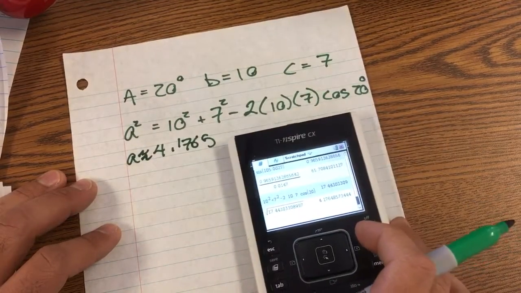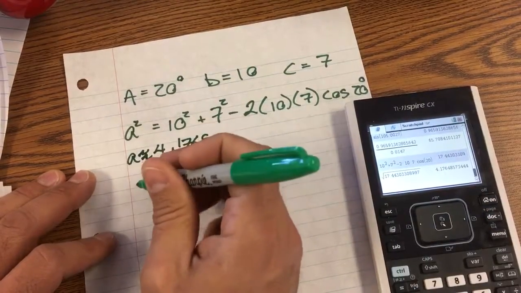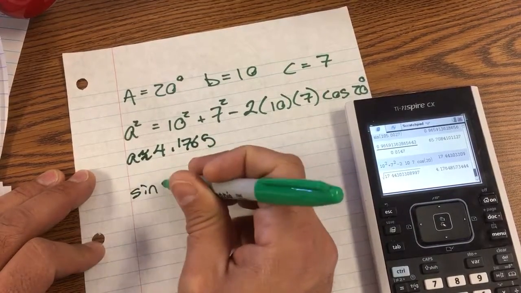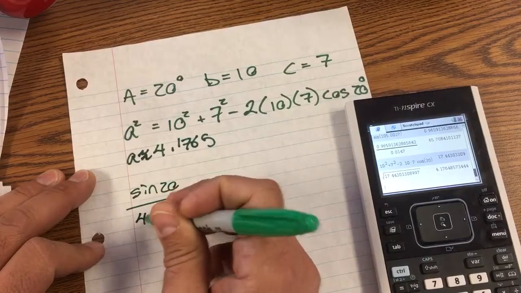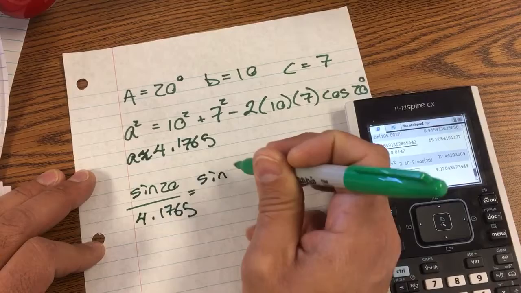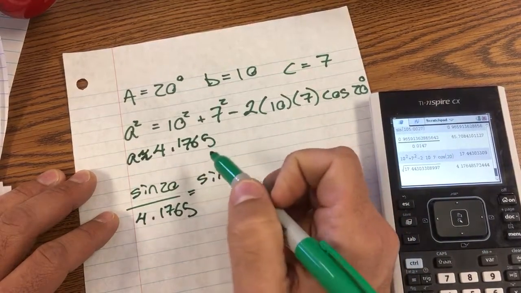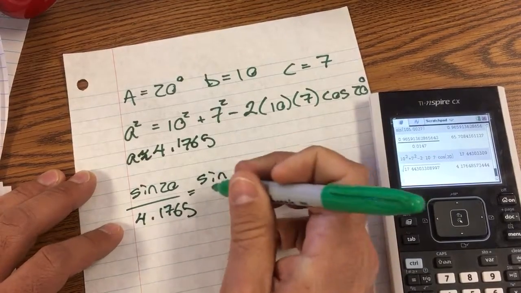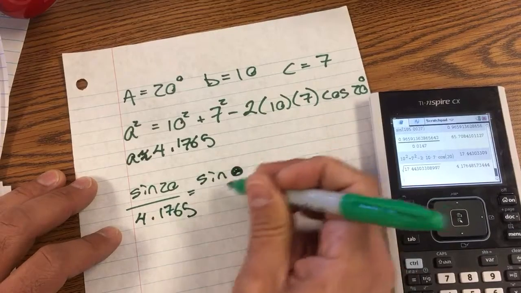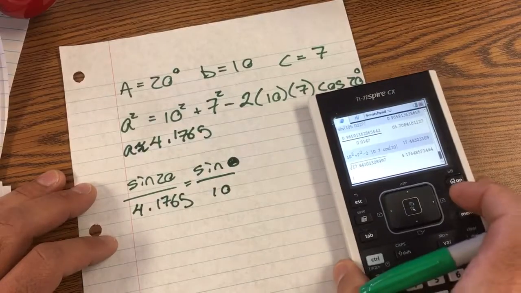Now I'm going to find the other angles, so I'm going to use the law of sines to find the other angles probably. So I'm going to say sine of 20 over 4.1765 equals the sine of, oh wait, I did that wrong. Yeah, no, I did that right. The sine of x, which I don't know, or theta, we'll use theta, over 10. So we're gonna find angle B first.